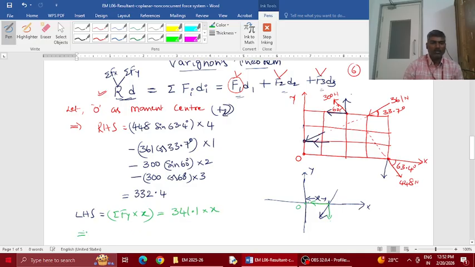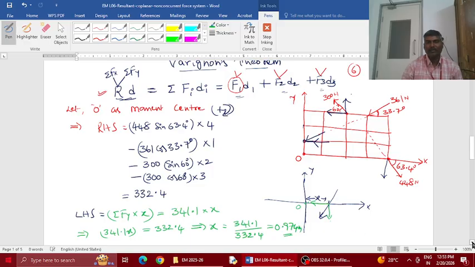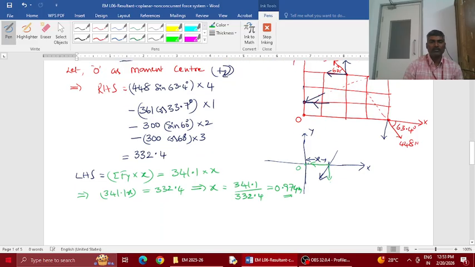Now from the equation, that is Varignon's theorem, 341.1 x is equal to the right hand side, 332.4 Newton meter. So x is equal to 341.1 divided by 332.4, which is 0.974 meters. This is the distance at which the resultant intersects the x-axis.